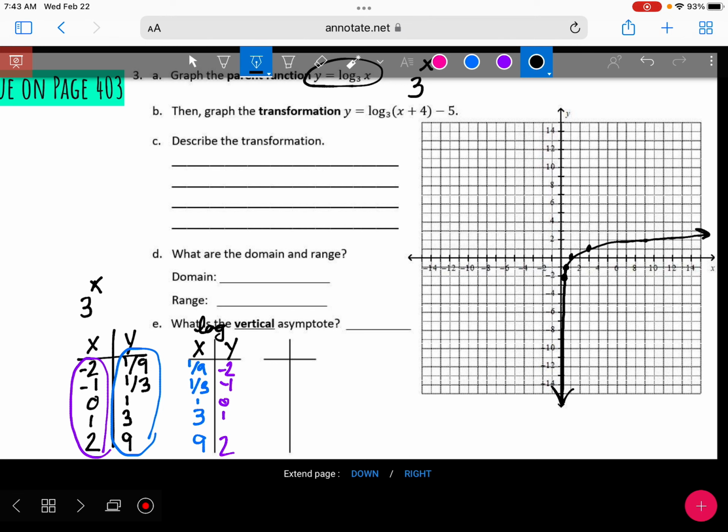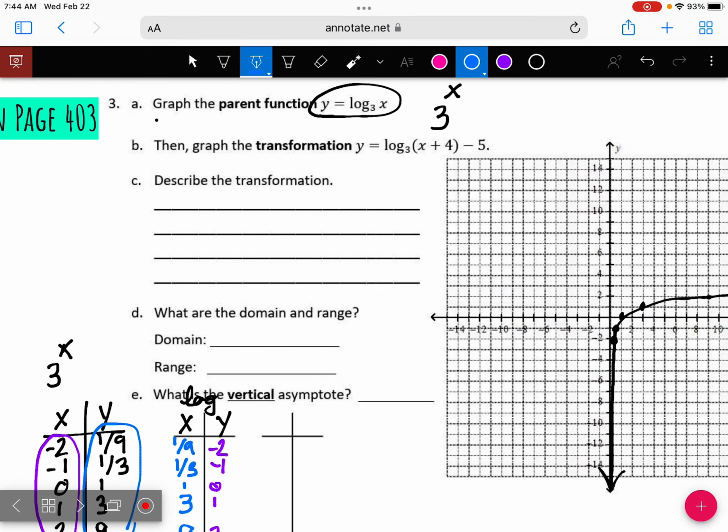So that is our parent function. We just graphed our parent function. So what we're going to do now, I'm going to move this up there. There we go. I want us to look at our transformation form. Our log base b, whatever it is, of x minus h plus k.